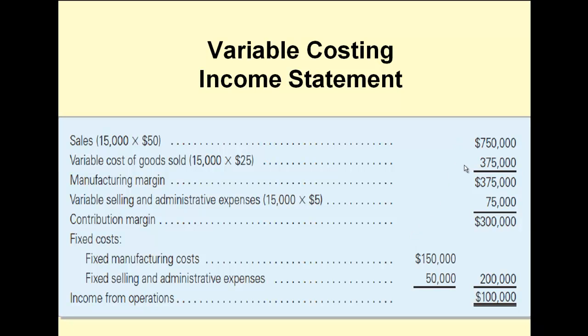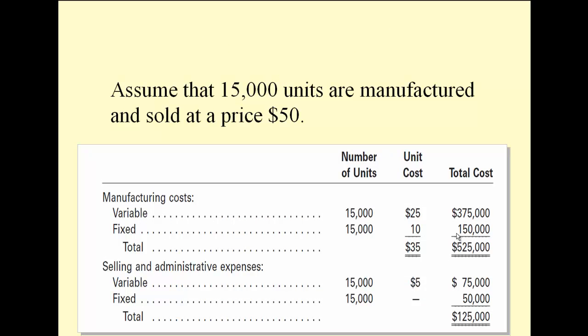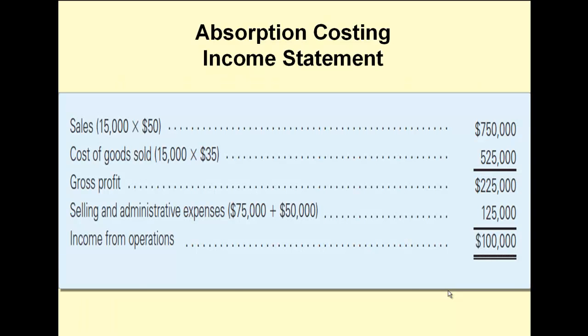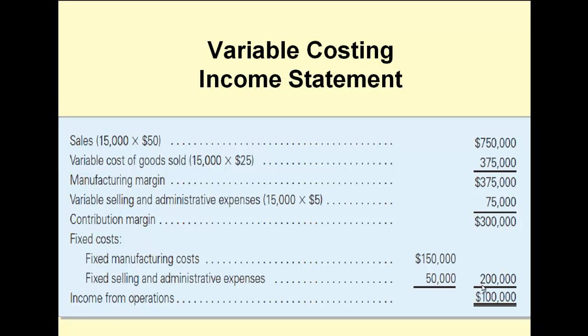So the difference between our sales and our variable cost of goods sold is our manufacturing margin. Then we are going to subtract out the 15,000 units times the variable selling and admin expense, which is $75,000. And you remember from last chapter, we take our sales minus our total variable cost, and that's going to give us our contribution margin. And from the contribution margin, we know that in the pursuit of coming up with income from operations, we have to subtract out our fixed costs. Here's this right here, the fixed manufacturing overhead of $150,000, and here's the other fixed cost of $50,000. So once we subtract that out, we're also left with $100,000.